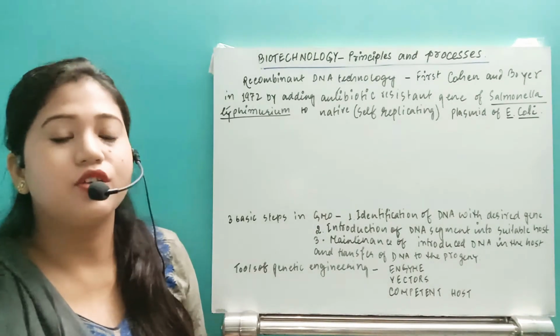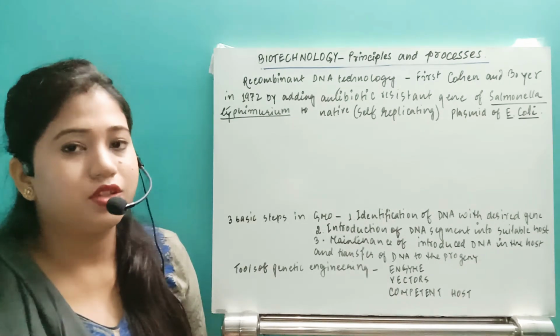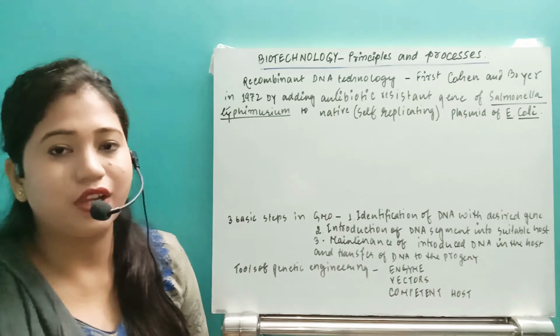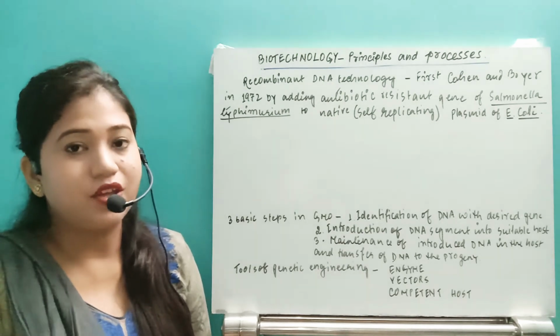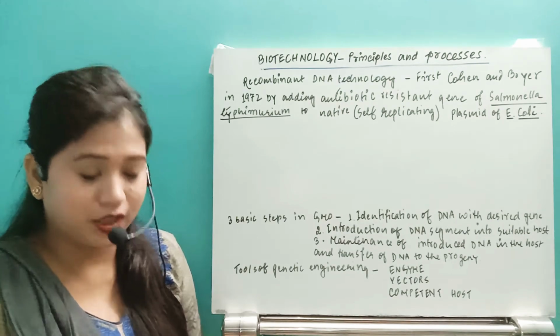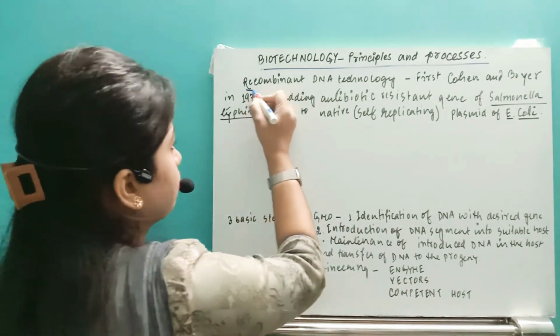Hello students, today we are going to start with the second part of the chapter, that is biotechnology principles and process, that is the recombinant DNA technology. So recombinant DNA technology is also known as rDNA technology. So let us see what that rDNA technology is.